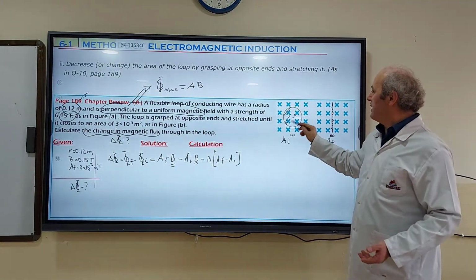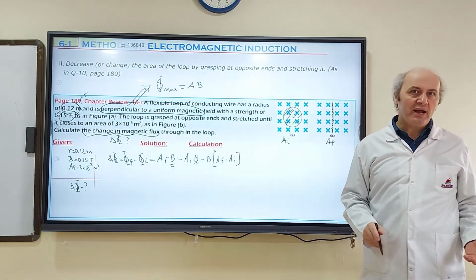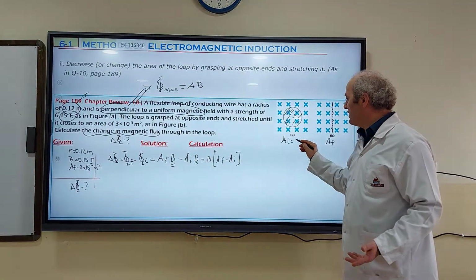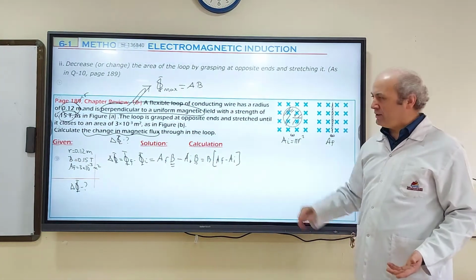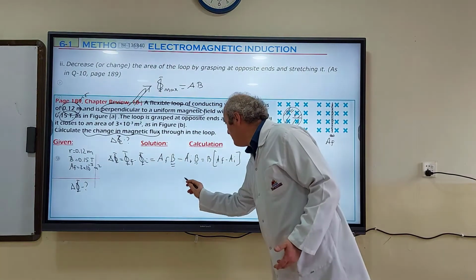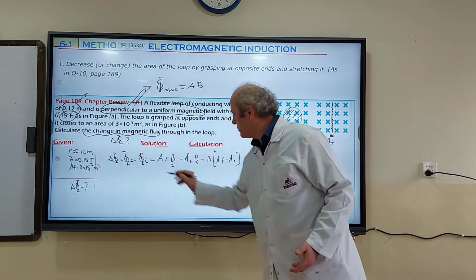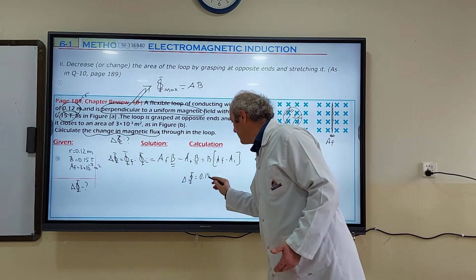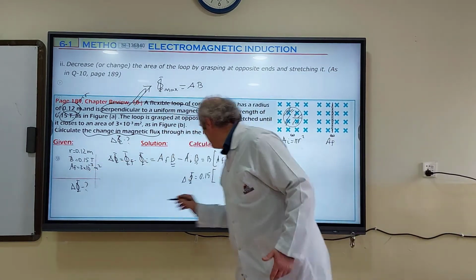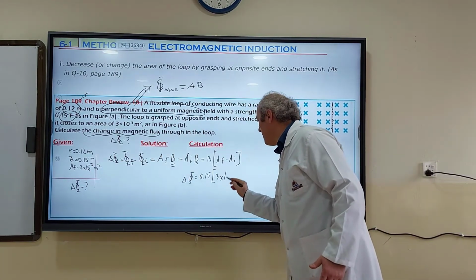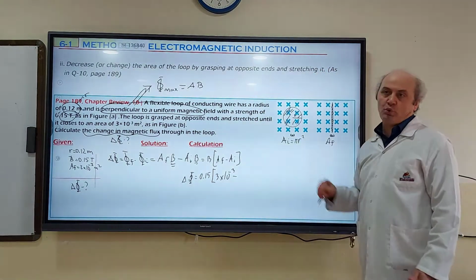How can I calculate this area? This is the area of a disk, right? And the area of a disk is pi r squared. So I can calculate the initial area by pi r squared. Now let's calculate it. The change in magnetic flux is equal to B, how much is B? 0.15. Bracket. How much is the final area? 3 times 10 to the power of negative 3. It's given in the question. Minus the initial area, which is pi r squared.